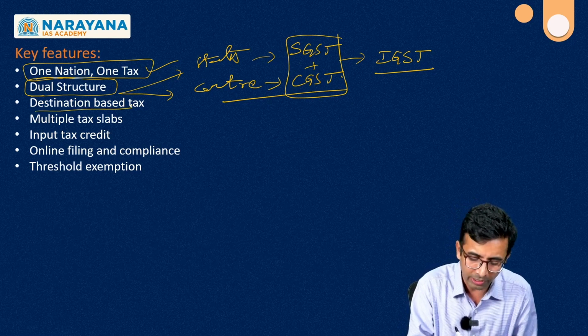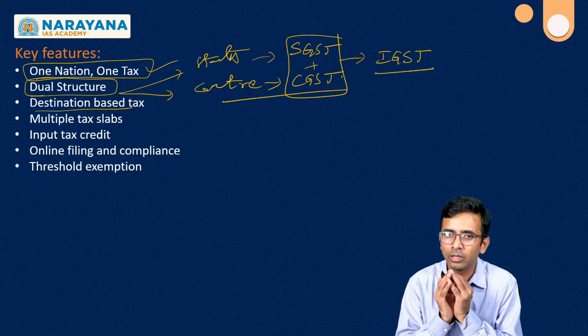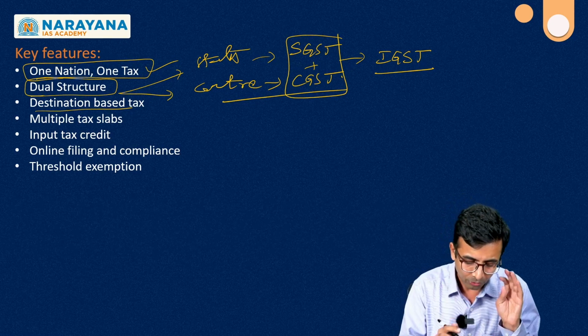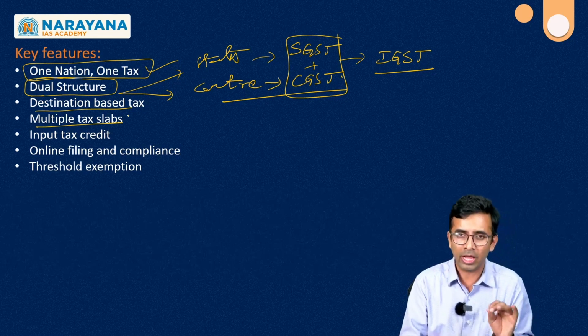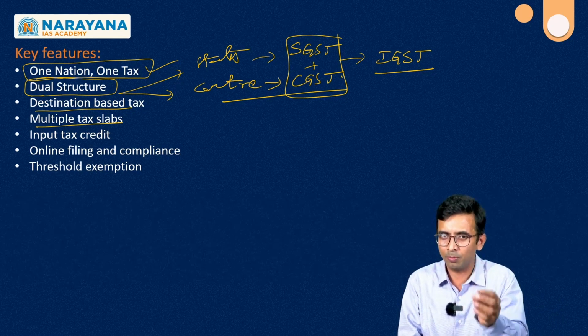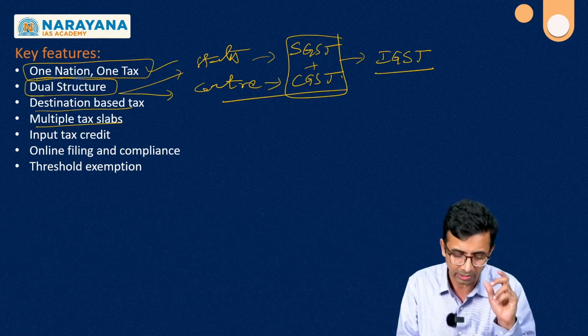Third, as we have already seen, this is a destination-based tax. Whichever is the end consumer, that person or entity is going to pay this entire tax. Fourth, there will be multiple tax slabs. As you know, there are certain tax slabs such as 5%, 12%, 18%. This refers to the multiple slab tax structure that it has.